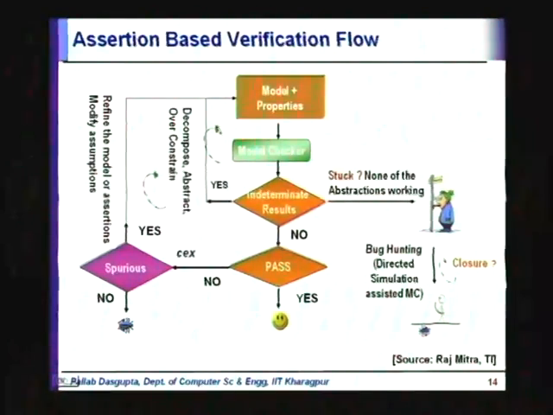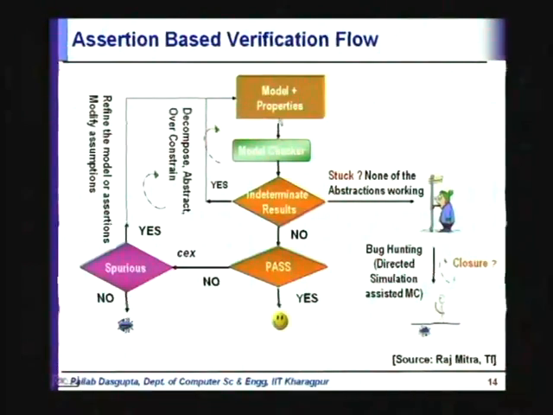And if you still cannot prove the properties, then you realize that these properties I can't prove with formal. So then you go into what is called bug hunting mode, or directed simulation, the other thing that I talked about, that you check the properties over simulation. Alright.